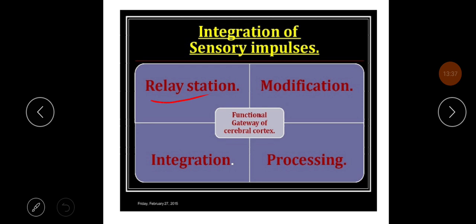It acts as a relay station. It modifies some of the sensory modalities. It integrates some of the sensory modalities with the motor, where the pulvinar nucleus plays an important role. It helps in the perception of the crude sensation of the sensory modalities. So overall, the thalamus can be called a functional gateway of the cerebral cortex.